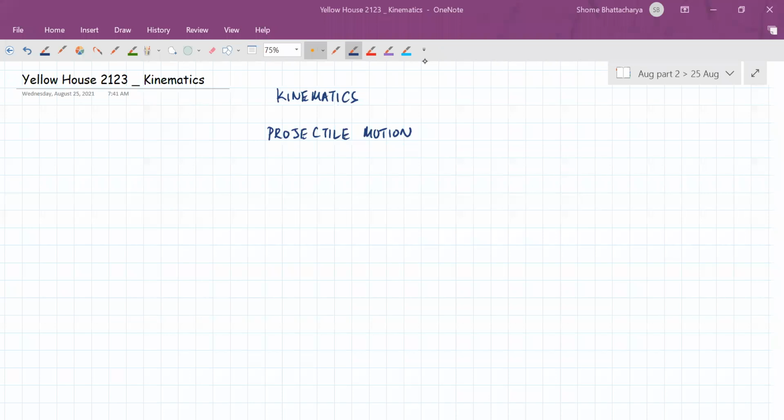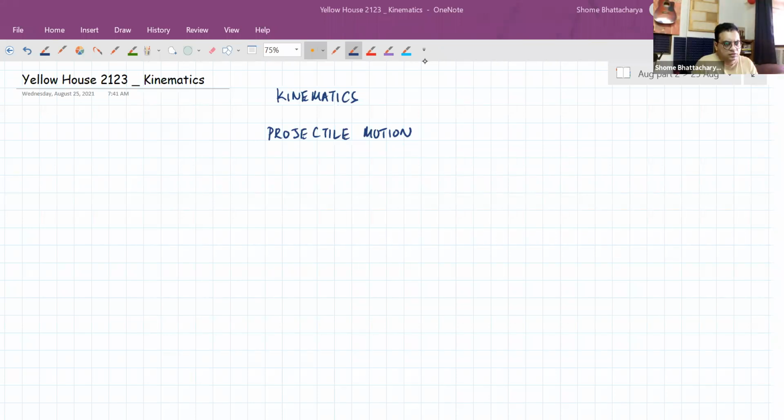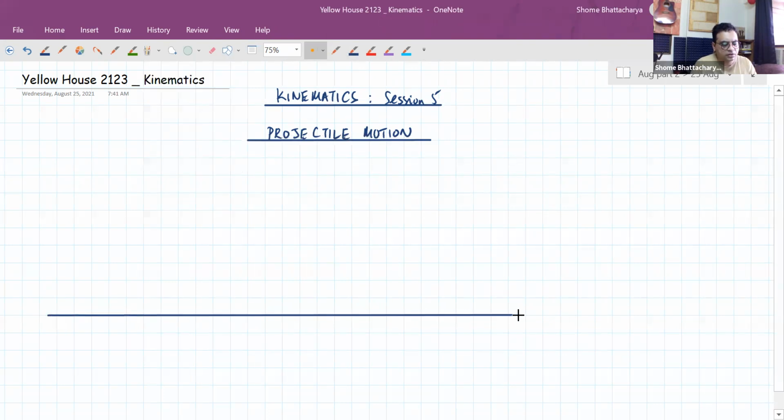Okay, so this is session number 5 of kinematics. Let's take it from where we left in the previous lecture. So, a quick recap of the standard equations and the important formulae related to the standard case of projectile motion. The standard case being when we project an object from a horizontal plane and that object returns back to the same horizontal plane.